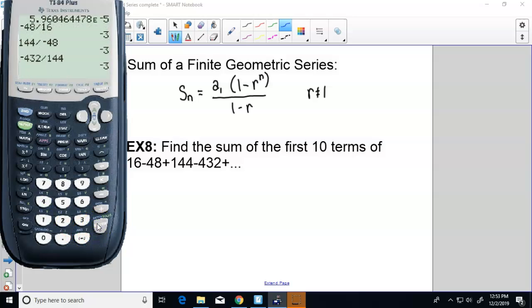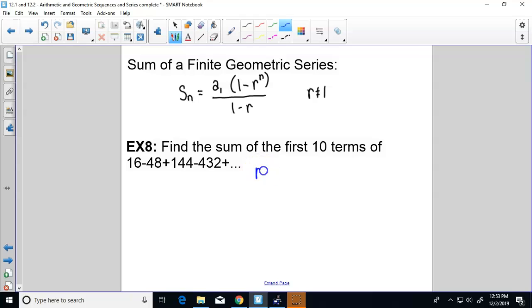Notice here, if you see the signs alternating, if it's positive, negative, positive, negative, that means your common ratio was a negative number. That's going to cause it to switch back and forth. So in this case, our r is negative 3. So our s sub 10 here would be a sub 1, which is 16, times 1 minus negative 3 to the 10th. Make sure you put parentheses around that negative 3, over 1 minus negative 3.